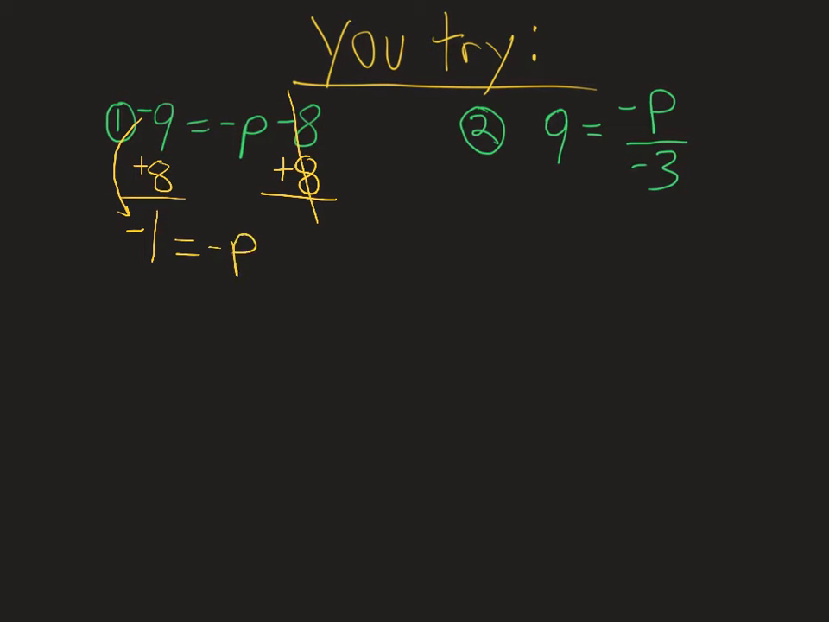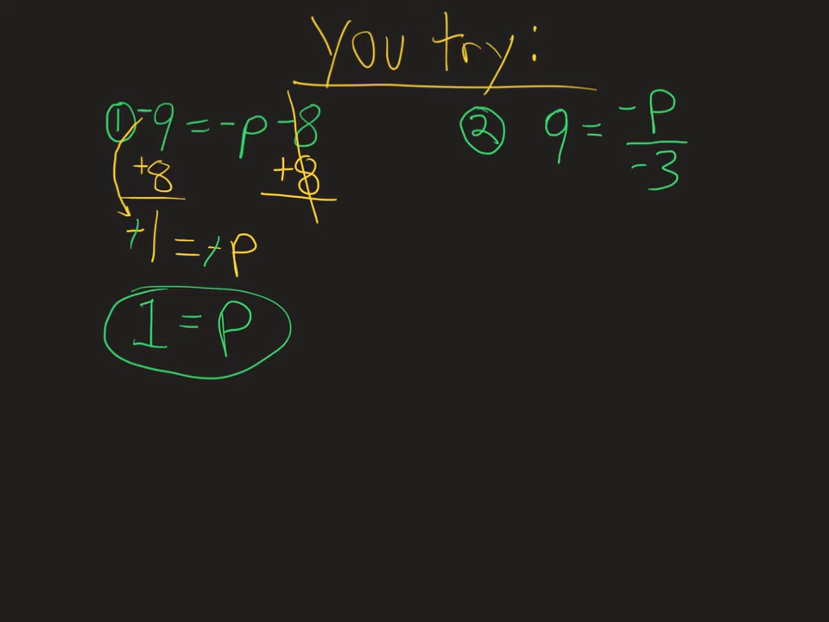And we're down to -p. So at this point, we want to solve for positive p. So we're just going to cancel negatives on both sides. Another way to say that is just flip the sign on both sides. So we see that p equals 1. All right, next one.